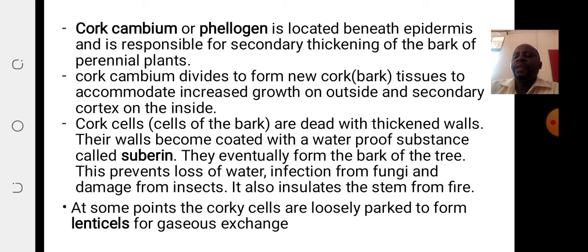The suberin prevents loss of water, infection from fungi and damage from insects. It also insulates the stem from fire. At some points on the stem, there are some corky cells which are loosely packed to form lenticels for gaseous exchange, as learnt in Form 2.